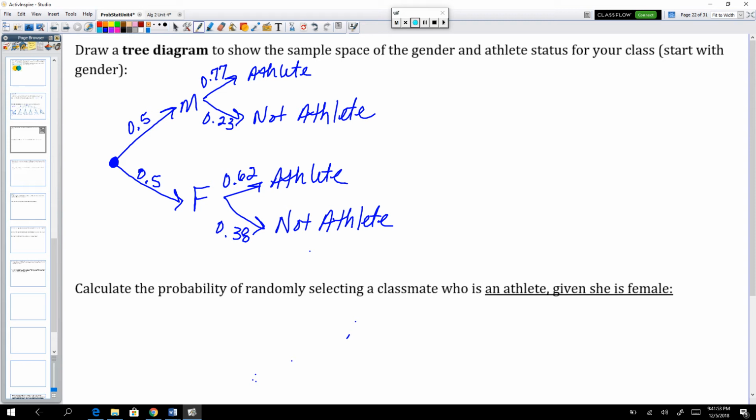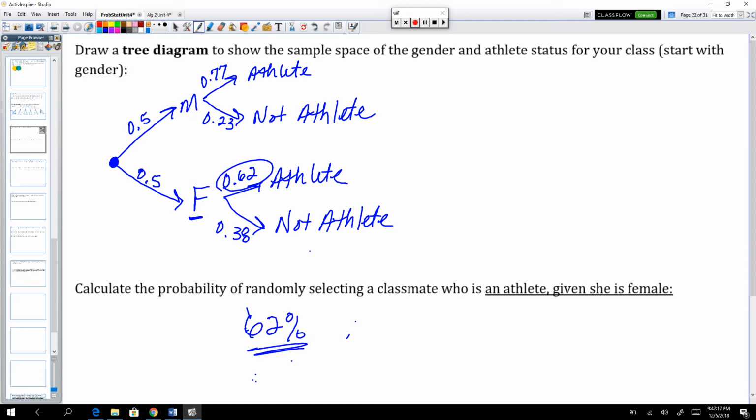Okay, so let's take a look at this question that we're asked here. Calculate the probability of randomly selecting a classmate who is an athlete given she is a female. Look how easy this is going to be to answer now that we have this tree diagram. Given she is a female, what's the probability of selecting an athlete? 62%.